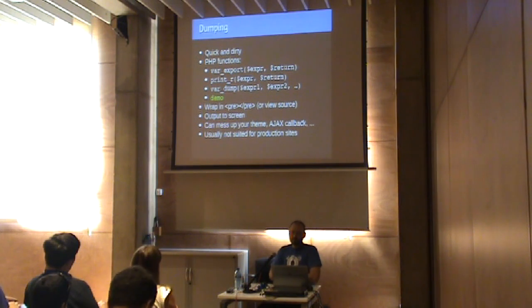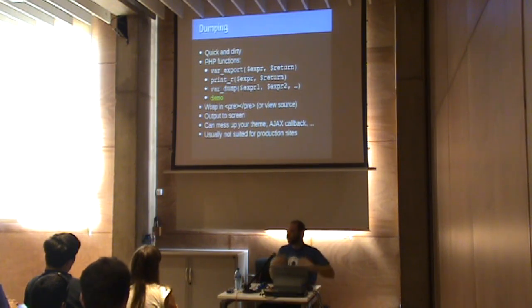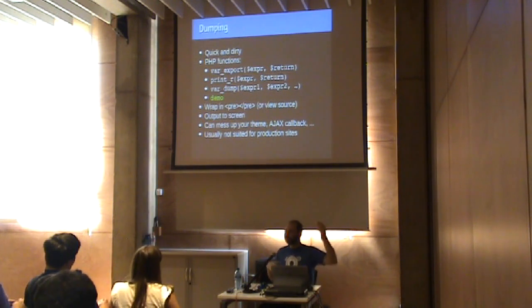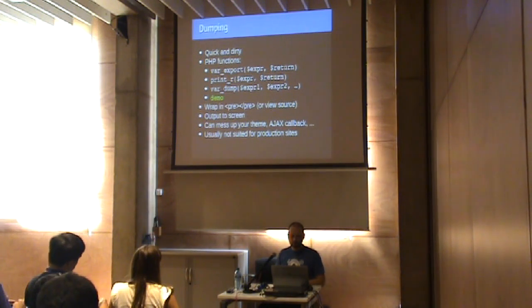It's quick and dirty. It puts stuff on your screen. This also means that it can seriously mess up your theme. If you print it, then obviously your block might break, or it might be in the middle of a node, or your title might shift up or something. It also doesn't work with AJAX callbacks, because obviously this information is not valid JSON or not valid AJAX. So if you use it, you probably break all the AJAX functionality in CTools or Views or whatever. And it's usually not suited for production sites. Why? Because you're basically dumping stuff on screen and you don't want your visitors to see this, I guess.